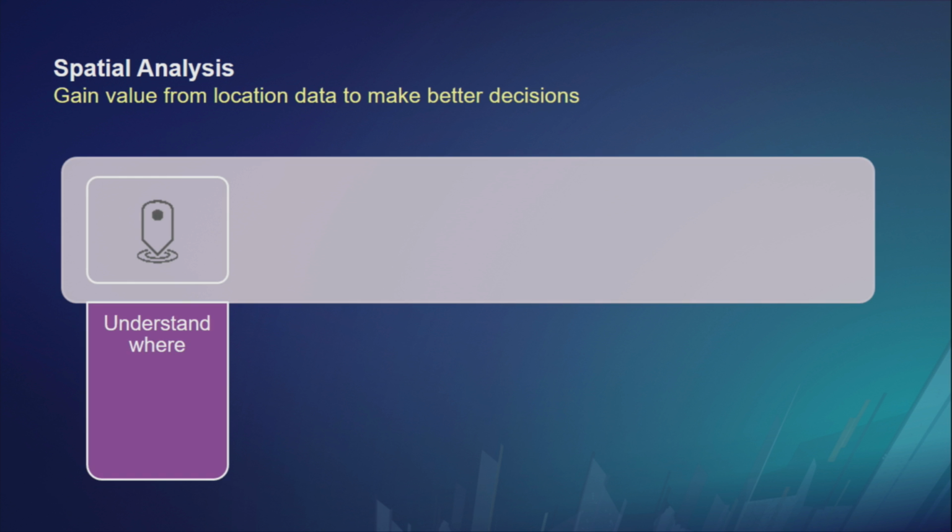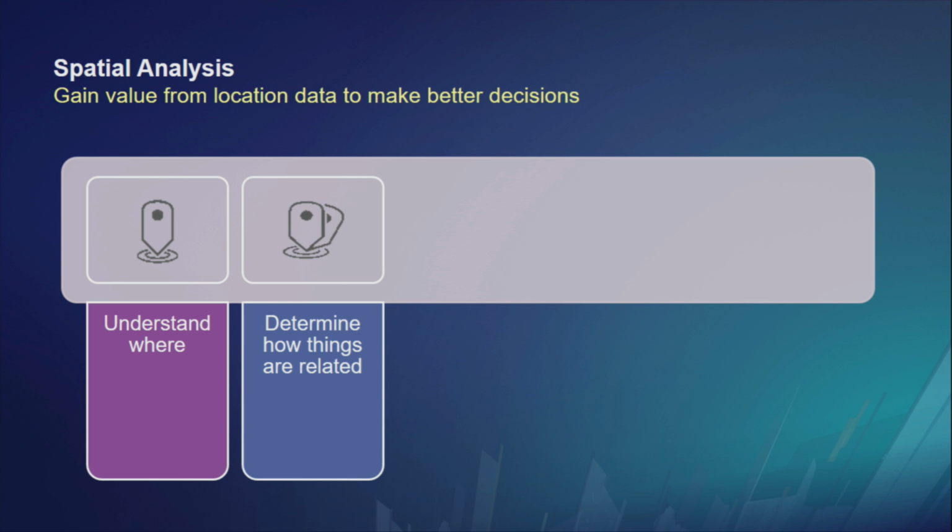Here are some examples of the type of problems that analysis helps us to solve. Understanding where. This is about geo-enabling your data. Geocoding. Put those data on your map, symbolize it in a way that you can better visualize it and understand it.